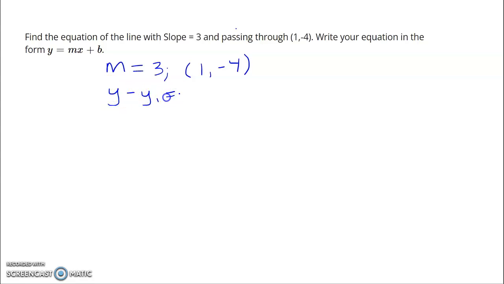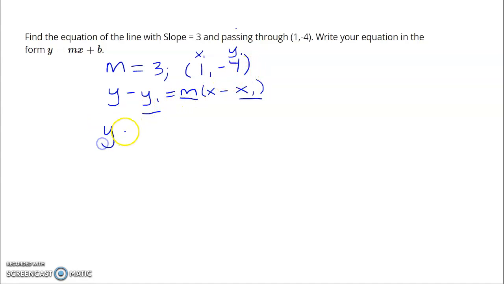So y minus y1 equals m times x minus x1. Now, if you remember in this one, we're only going to substitute in for m and then x1 and y1. The y and the x need to stay as y and x for our final equation. So let's go ahead and substitute in, and I'll label these. If these are hard for you, I would recommend labeling.